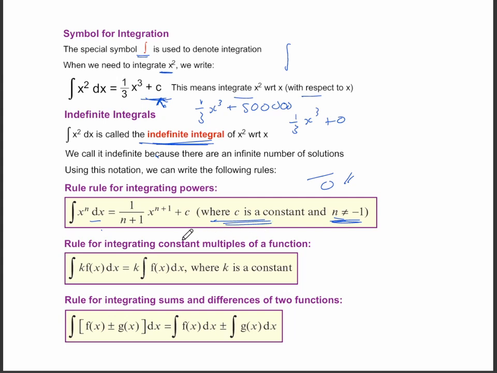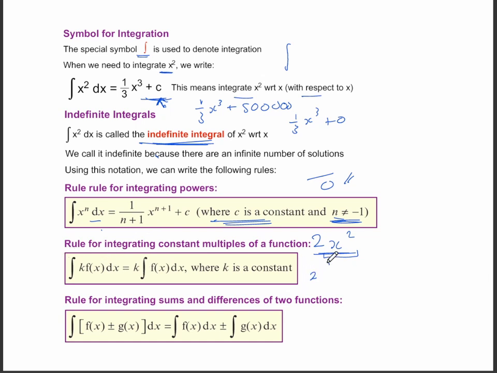When we are integrating constant multiples of a function, meaning a function that is multiplied by a certain value, for example, if we have x squared as the function, and we have multiplied 2 outside, so 2x squared, the way we would do this is just take 2 out of the integral.